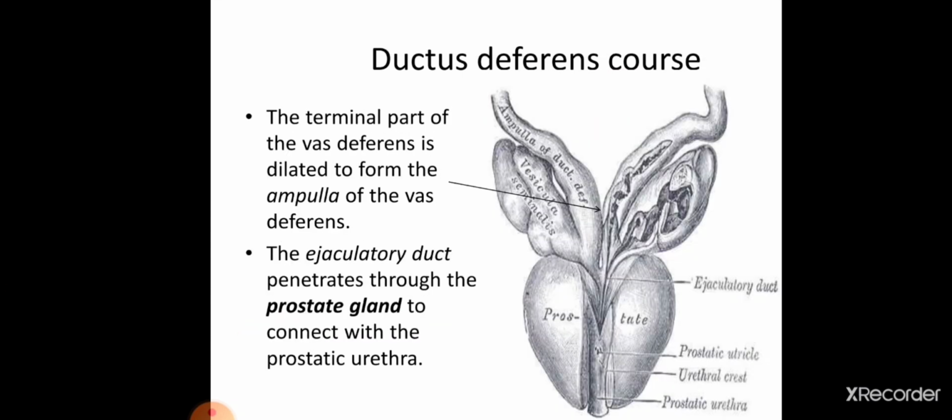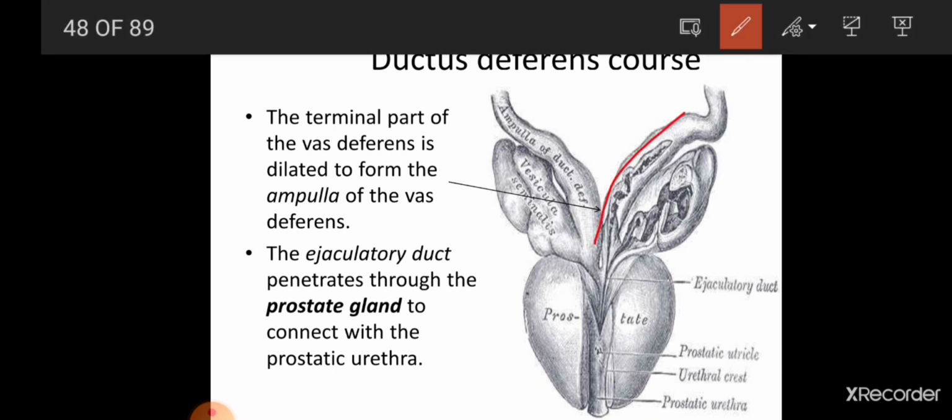So here we can see the fusion of the vas deferens and the duct of the seminal vesicle, and both of these form the ejaculatory duct, which penetrates through the prostate gland to connect with the prostatic urethra. So this completes our first part of the male reproductive system.